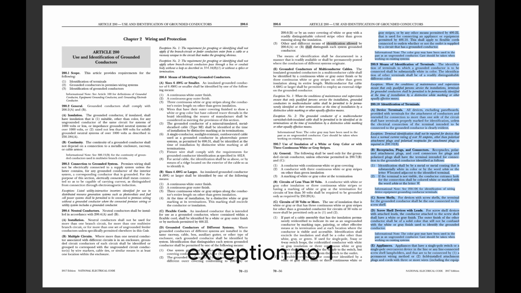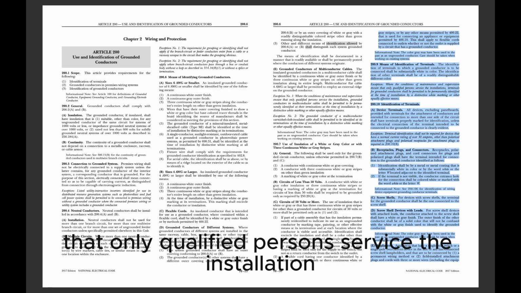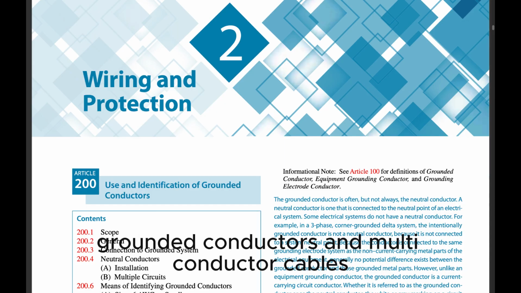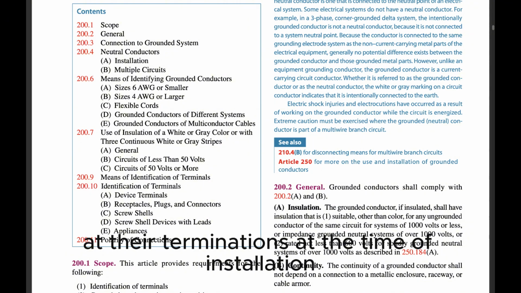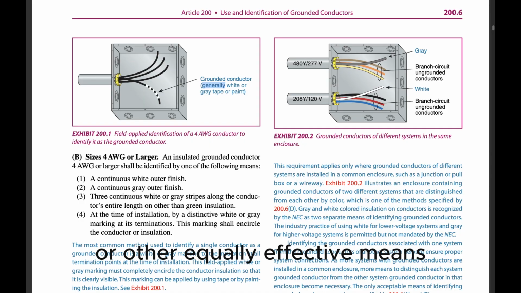Exception no. 1. Where the conditions of maintenance and supervision ensure that only qualified persons service the installation, grounded conductors in multi-conductor cables shall be permitted to be permanently identified at their terminations at the time of installation by a distinctive white marking or other equally effective means.